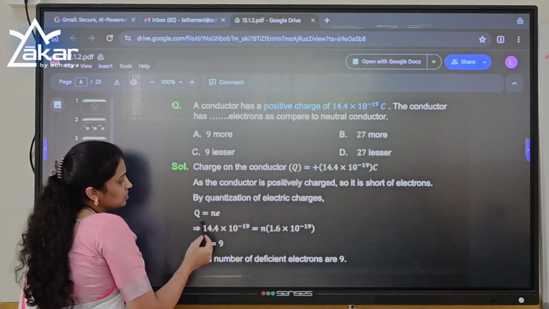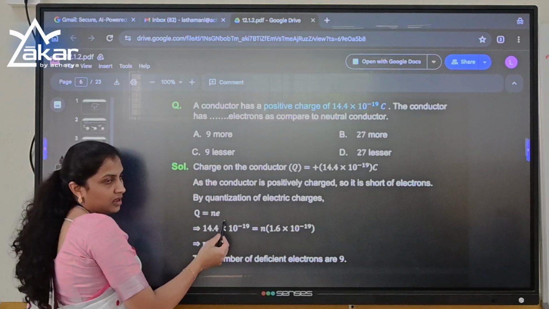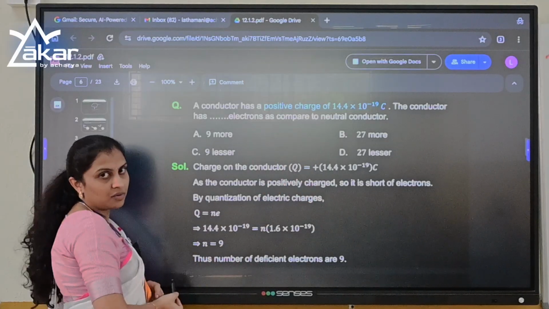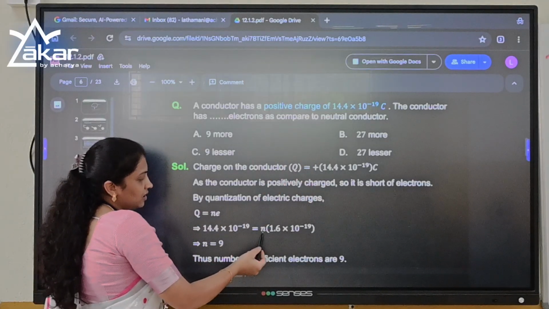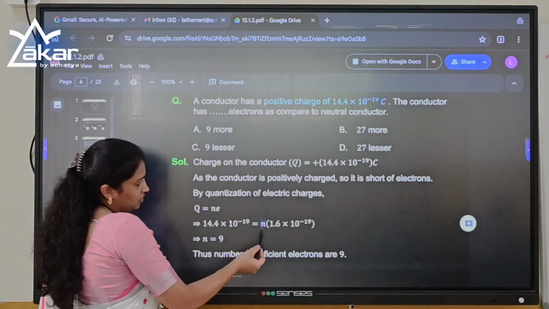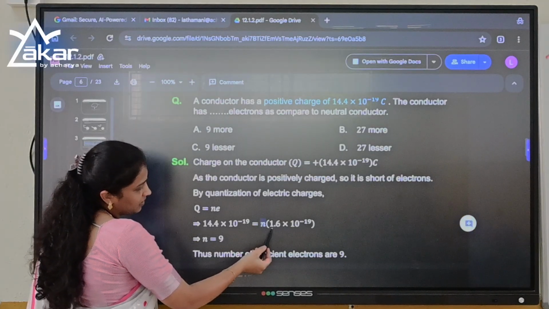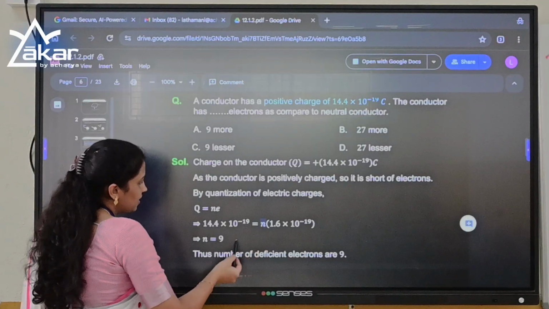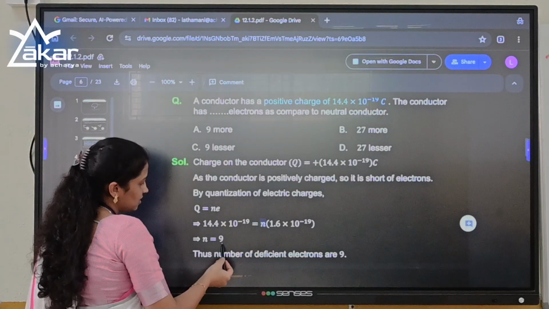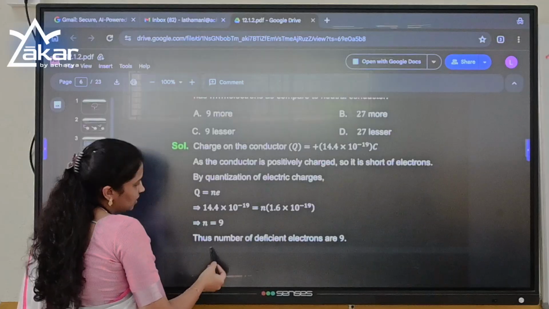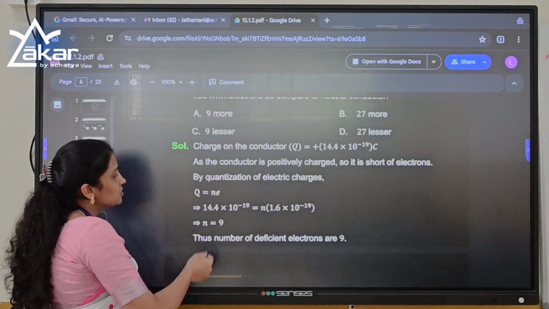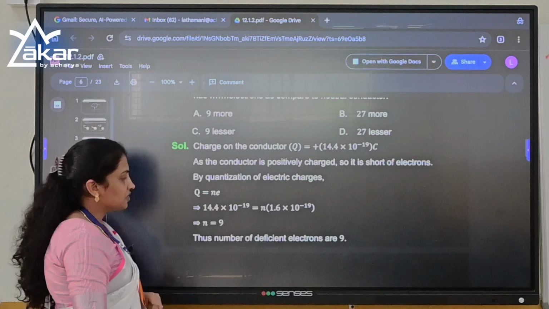So what you will do, you can take Q = N × E. So Q they have given as 14.4 × 10^-19, and N we need to find out. For that you divide by 1.6 × 10^-19, and you will get the answer N = 9. So thus the number of deficient electrons is 9. So this is the example of quantization of charge.